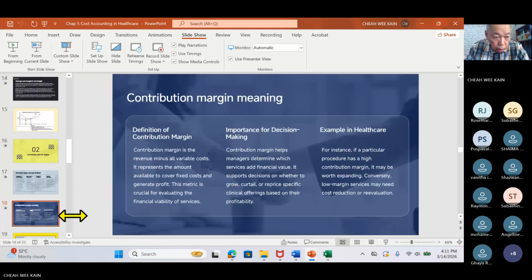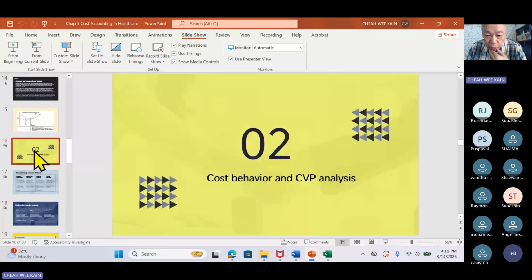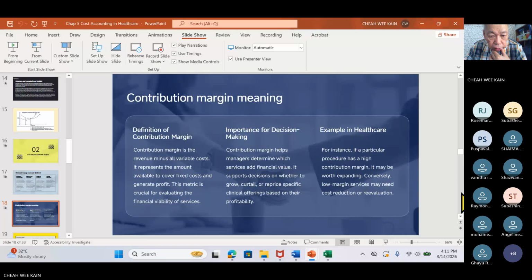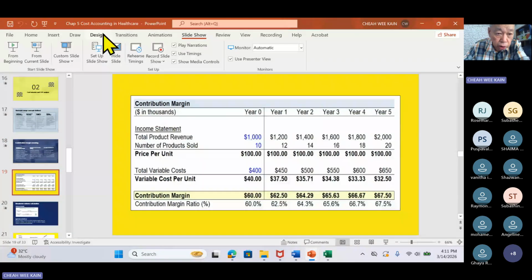Okay. Now we come to another one, cost behavior. Not so important, this one. I will jump. Okay, this one may be important.